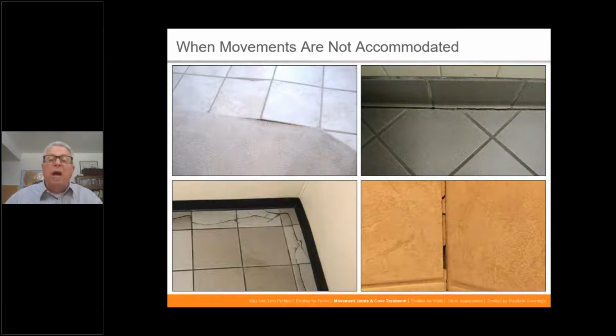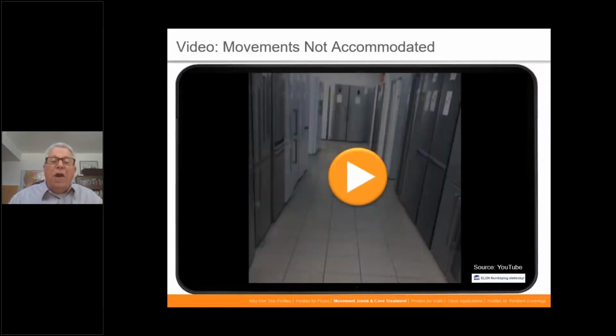And you can see what happens if you don't accommodate for some movement here, whether it's around the perimeter or in the field as we see here, or even a vertical inside corner as you see in the lower right picture. So what happens if you don't accommodate movement here? You can see the type of things that can occur here.